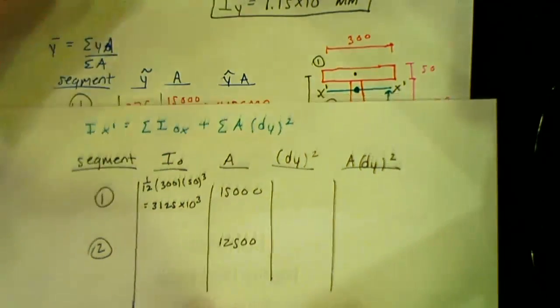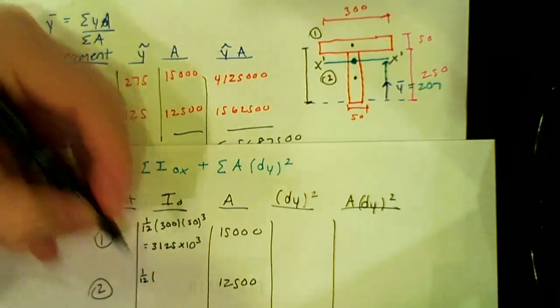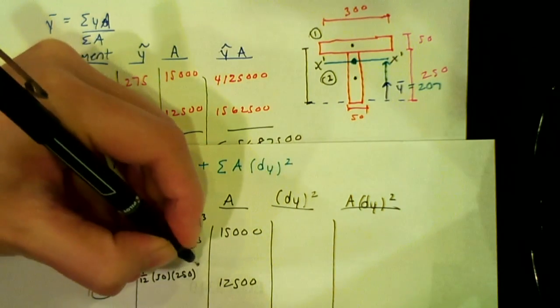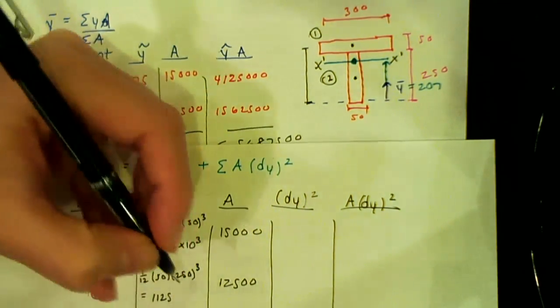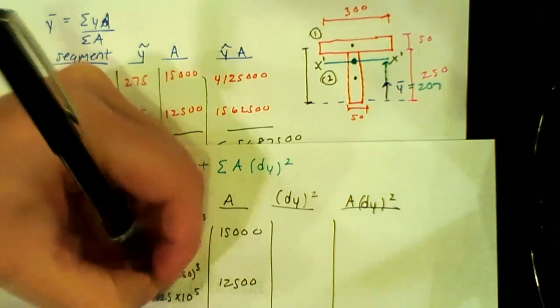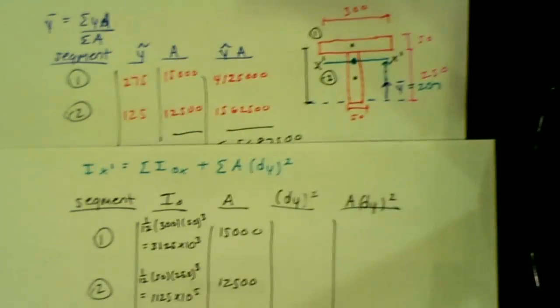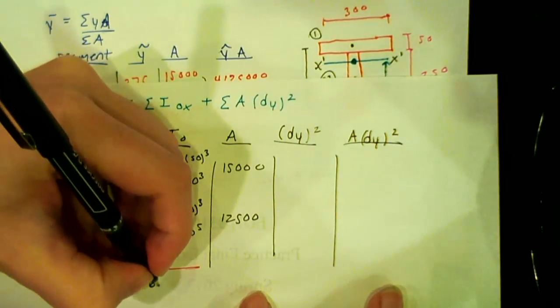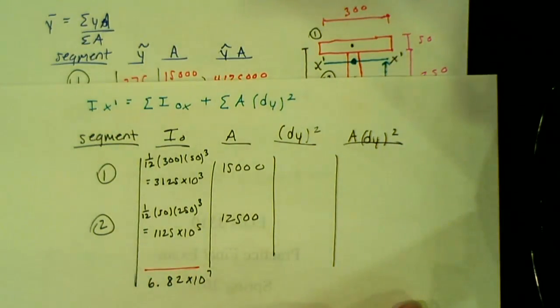For figure 2, it's the same sort of concept. So we have 1 over 12 times our base, which is now 50, times our height, which is 250 cubed. That gives me 1125 times 10 to the 5. We need to add up these values based on our equation, which is 6.82 times 10 to the 7.